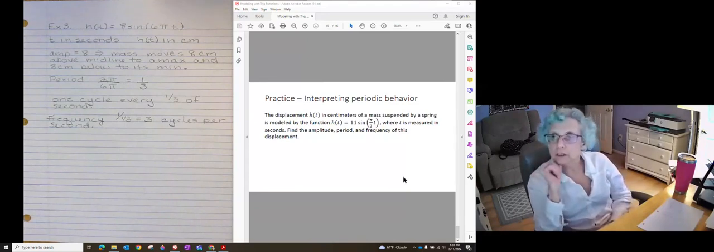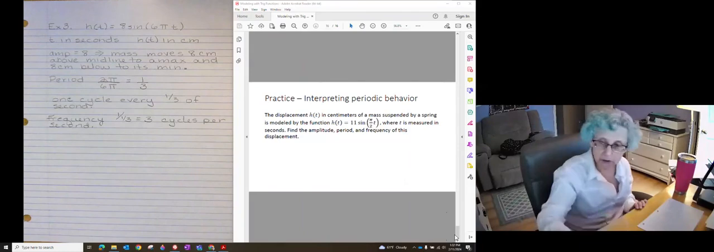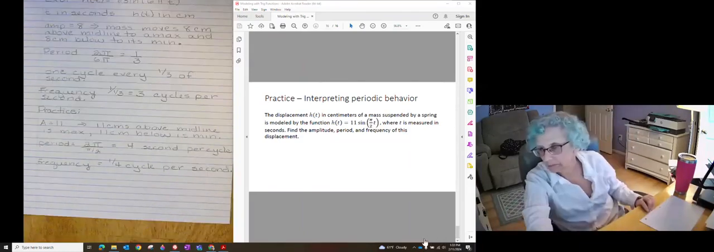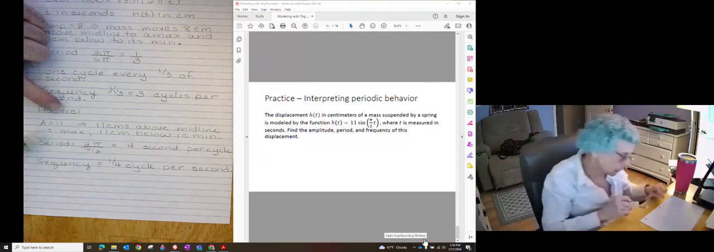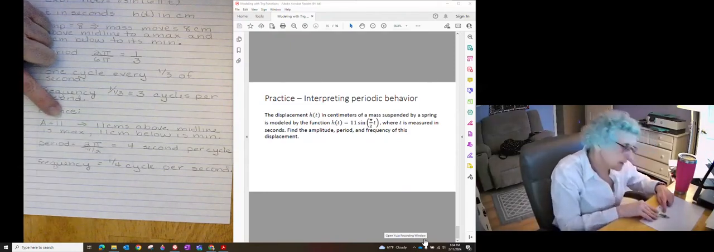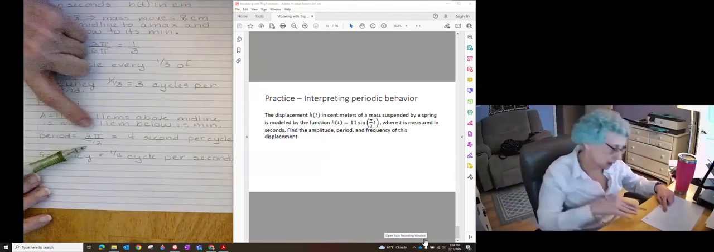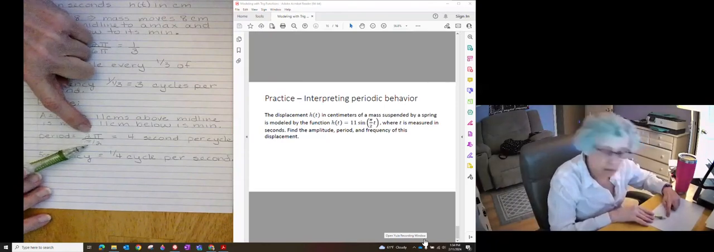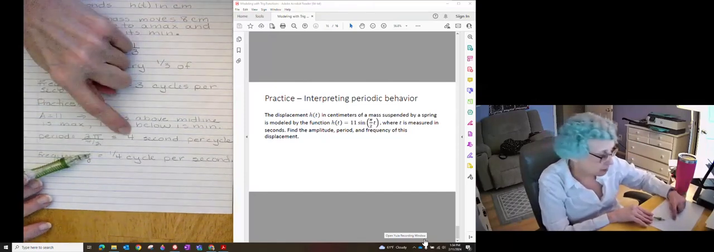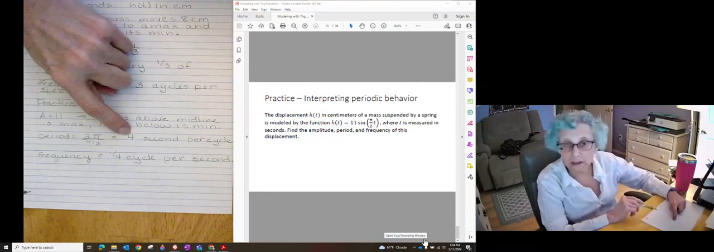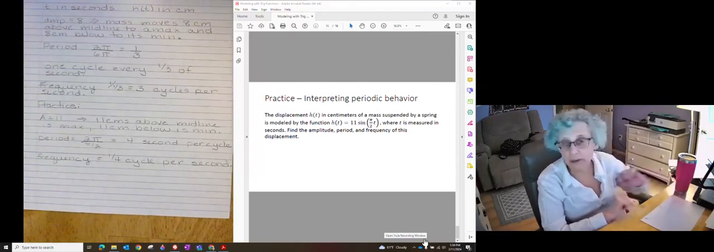Your turn. Give this one a try. This is another mass. It just has a different function. So, my amplitude was 11. That means it moves 11 centimeters above to its max, 11 centimeters below to its min. Its period was 2 pi divided by pi over 2, and when I invert and multiply, that gives me 4 seconds to complete a cycle. So my frequency is 1/4 of a cycle per second.